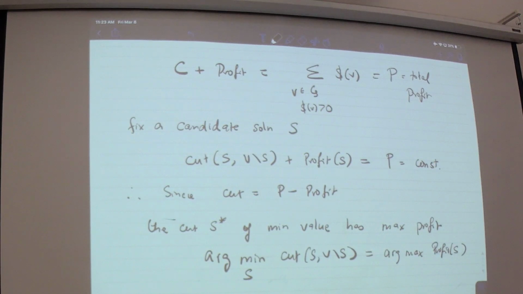Yes. But then to find a min cut, we go back to finding a maximum flow. Exactly. Once we have the graph defined clearly, we just use an algorithm like Ford-Fulkerson to find the max flow. And how do you get the min cut after that?